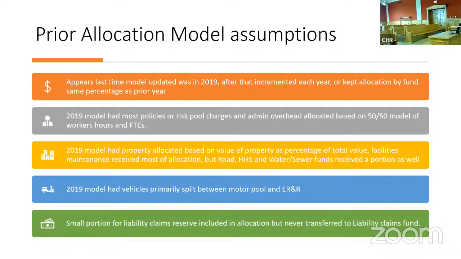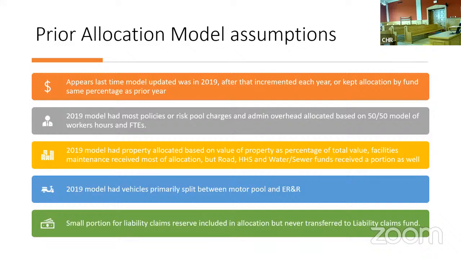And so anyway, the 2019 model had most of the policy. They had it very complex. They had every single policy, every single item allocated. And they were using a 50-50 model also, their workers' hours and FTEs. And they also had the property allocated based upon value of property. So, the value of a property as a percentage of the total value.